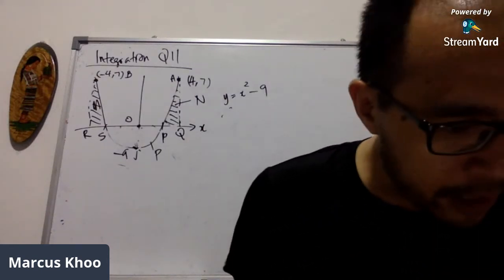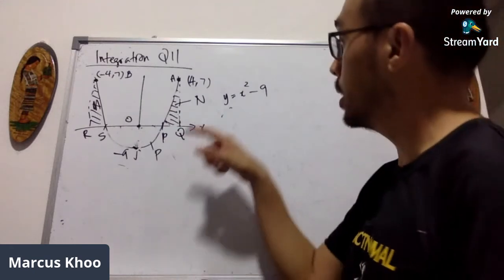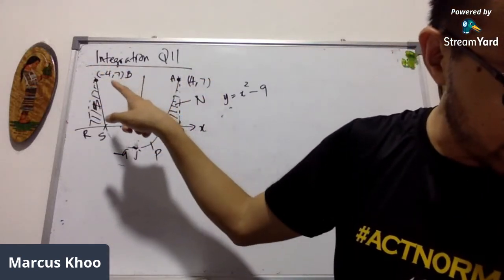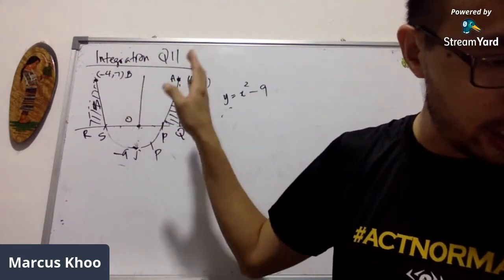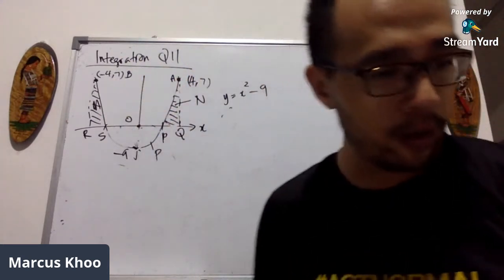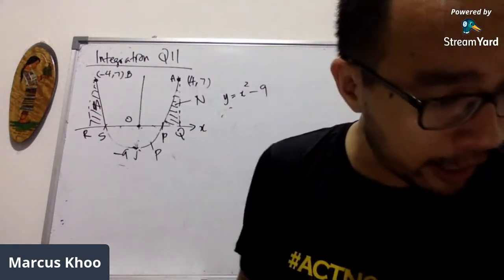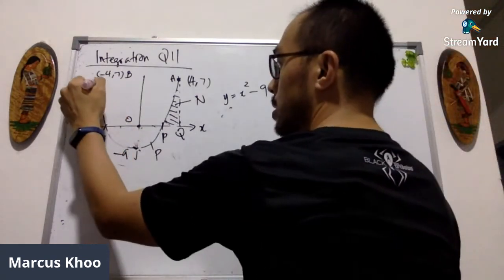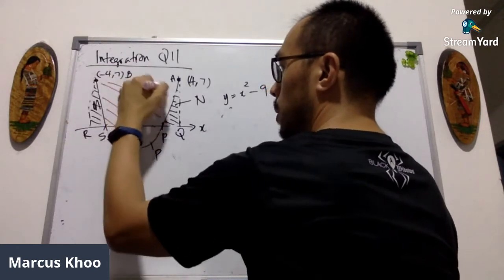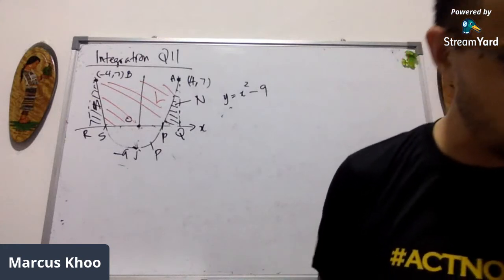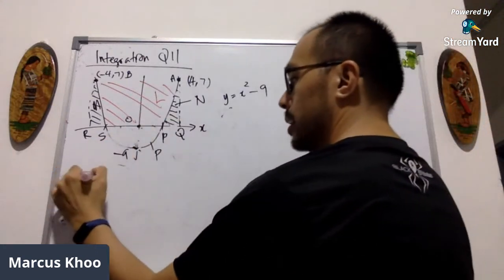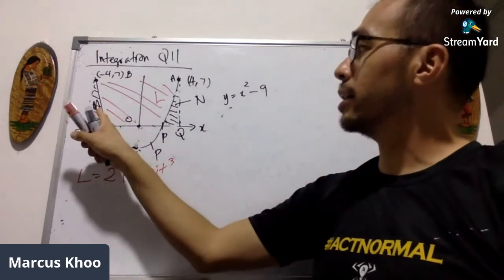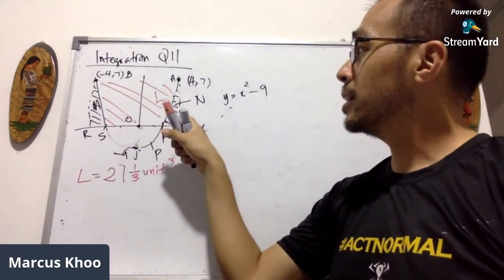Given that ABRQ, oh dear, where is ABRQ? ABRQ, okay, this rectangle. The given ABRQ is a rectangle and the area of the unshaded region L, which is this whole section, is 21 1 over 3 units. So they say that L is 21 1 over 3 units. So you want to find only this one and this one left.